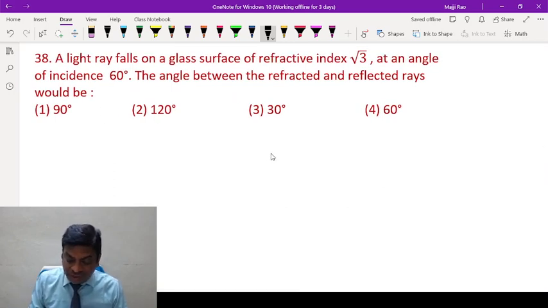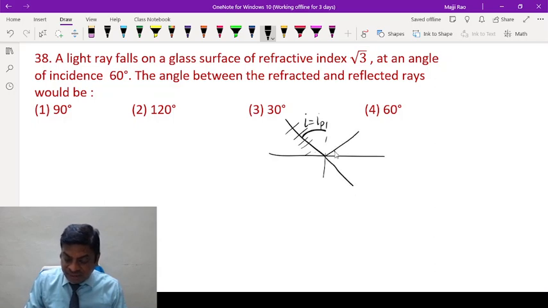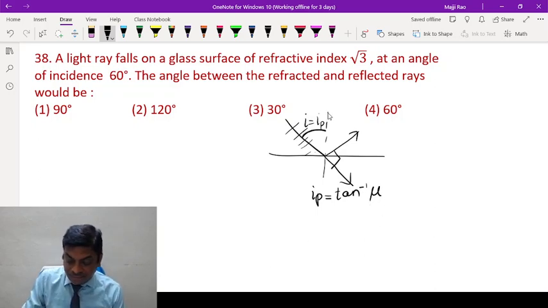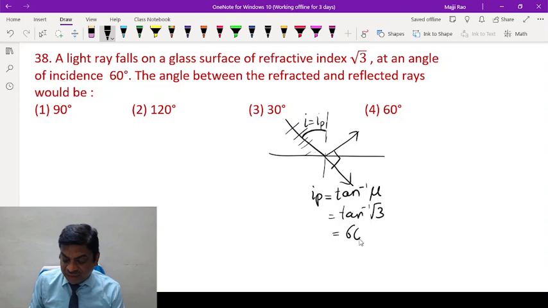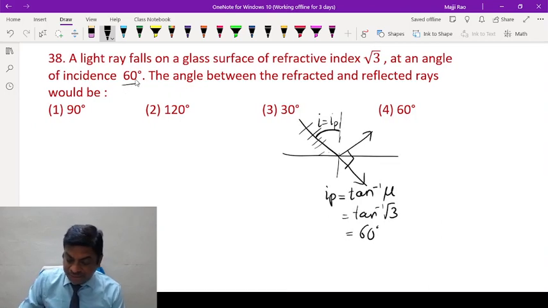Now Brewster's law states that whenever an unpolarized light is incident at an angle equal to the polarizing angle, then the reflected and refracted rays are at right angles. Now this polarizing angle is nothing but tan inverse of mu. Now here what is mu? Mu is root 3. So tan inverse of root 3 is 60 degree. As you can see, the angle of incidence is also 60 degree. So the reflected ray and refracted ray will be at right angle. So answer is 90 degree if you know this.